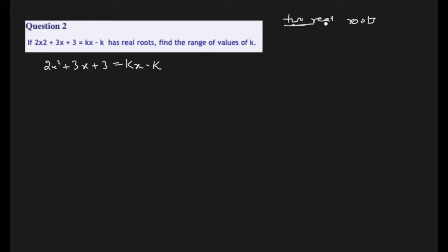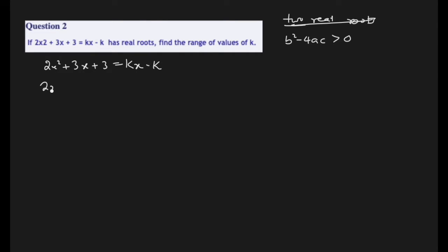So when we have 2 real roots, the discriminant b square minus 4ac has to be greater than 0. It has to be positive, right? And that's what we will do. We'll first select ABC here. So first we should collect kx and minus k also to the left side. So let me do it.